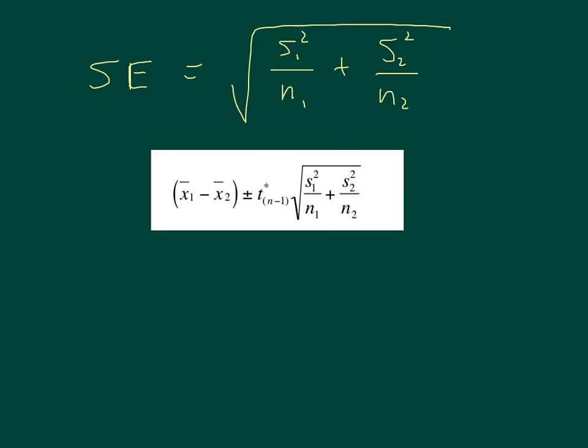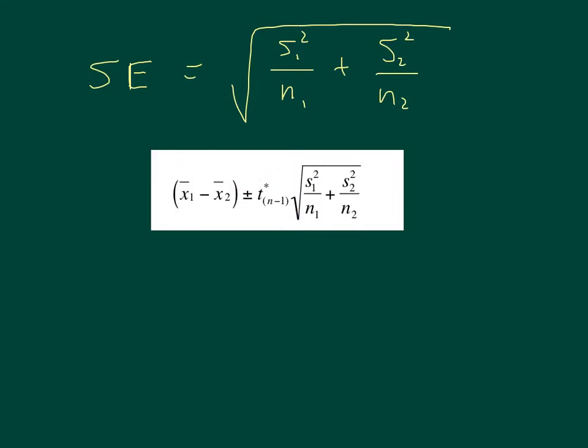As you can see here, it's of no surprise. You have your sample mean from population number 1 minus our sample mean from sample number 2, plus or minus our critical value of t for n minus 1 degrees of freedom.